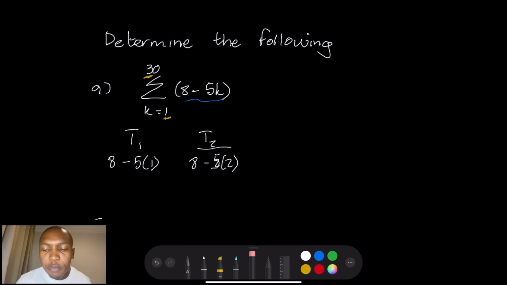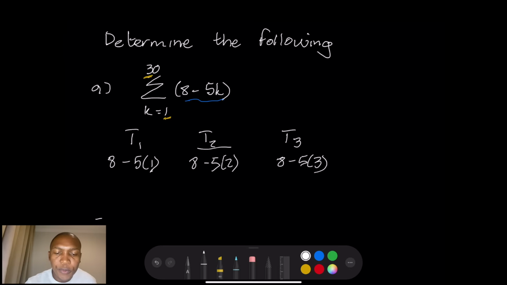Okay, let me just erase that so that it doesn't disturb us. Okay, so that's 8 minus 5 times 2, and obviously term 3 would be 8 minus 5 times 3. Of course, if we started from 2, you'd start substituting 2 there, and 3 and 4, and you'll increment in that particular order. All right, so 8 minus 5 would give us 3, so that's our first term.